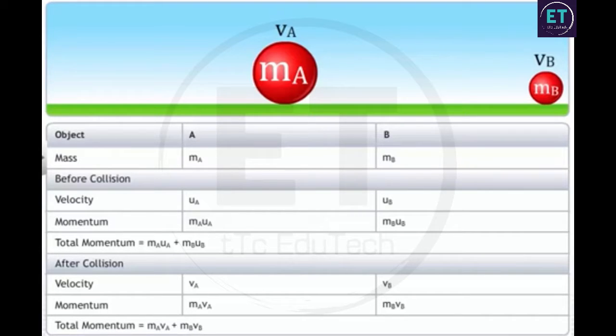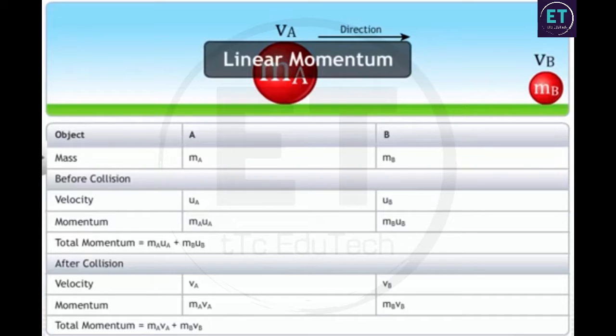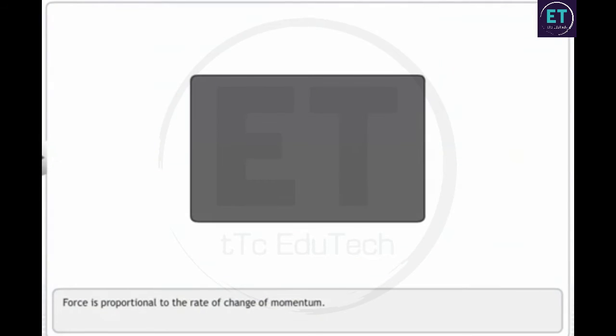Let's assume that after collision, both the spheres A and B move with uniform velocities VA and VB respectively, in the same direction as before collision. As the spheres move along a straight line before and after collision, their momentum is said to be linear momentum. We can use the second law of motion to find the relationship between the momentum of the spheres before and after the collision.